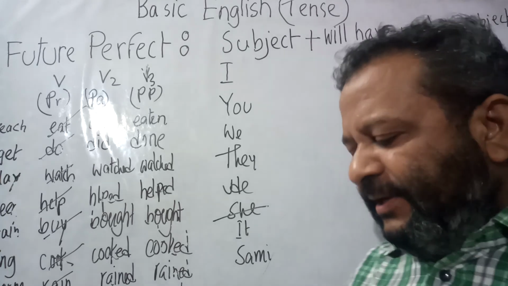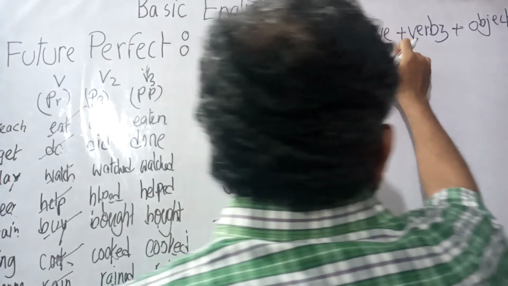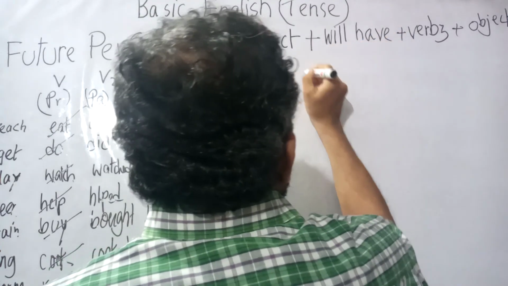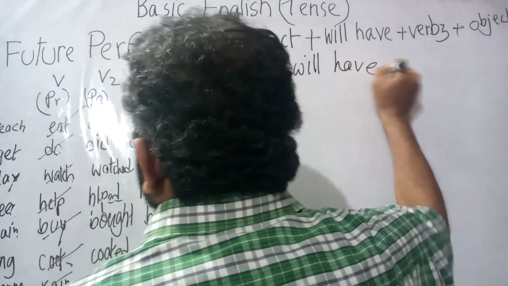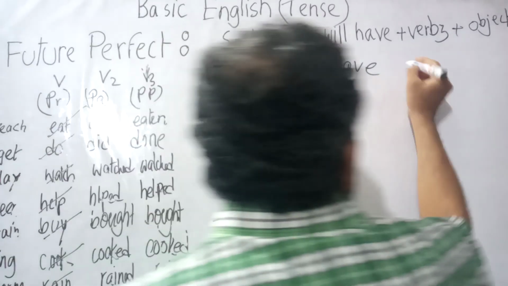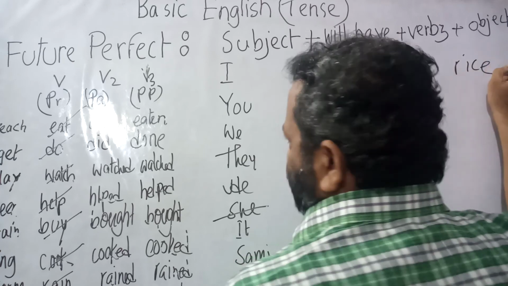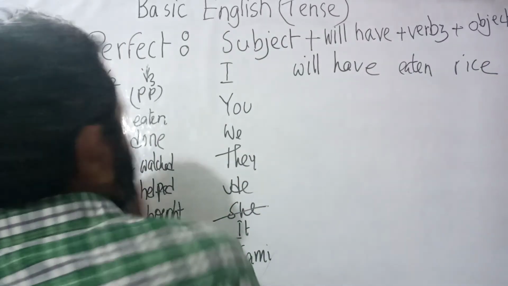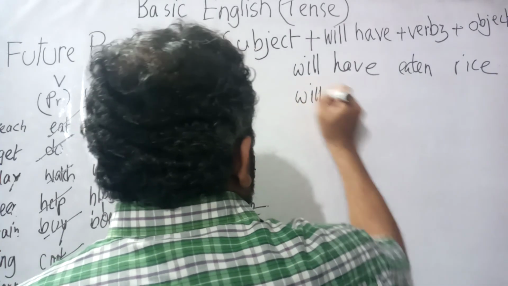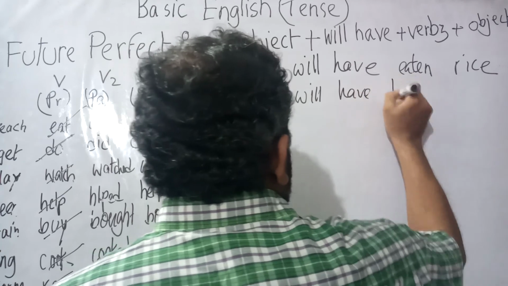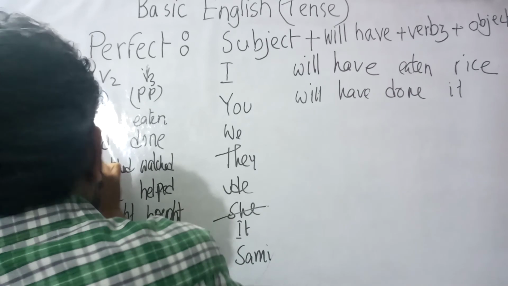Now let us make sentences. It is very easy. After subject I, from the structure, the words I would take are will have. I will have, then verb 3 form of eat would be eaten. I will have eaten rice. Then let us take the verb do. That is, you will have done it.